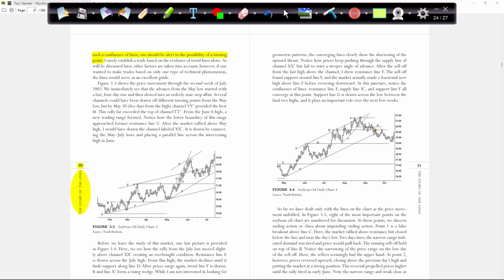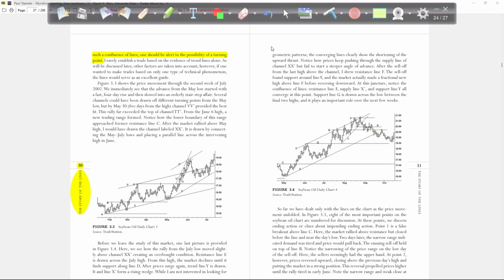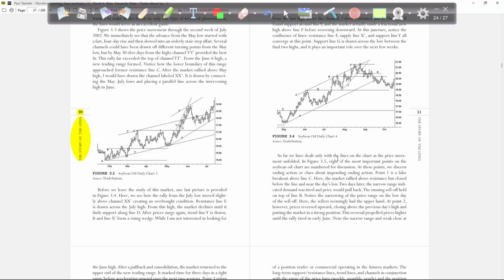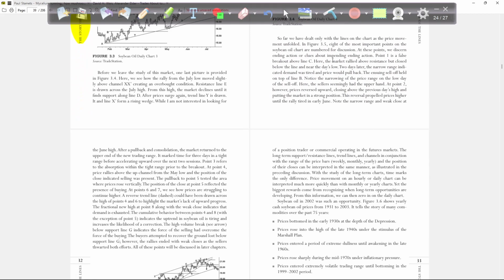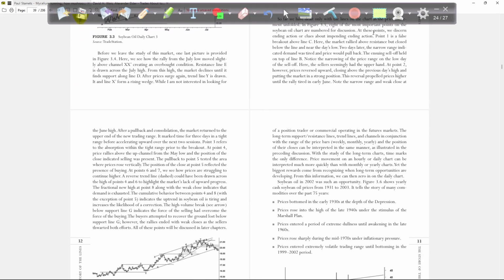The strong support. So far we have dealt only with the lines on the chart as the price movement unfolds. In figure 3.5, eight of the most important points of the soybean oil chart are numbered for discussion. At this point, we discern ending action or clues about impending ending action.